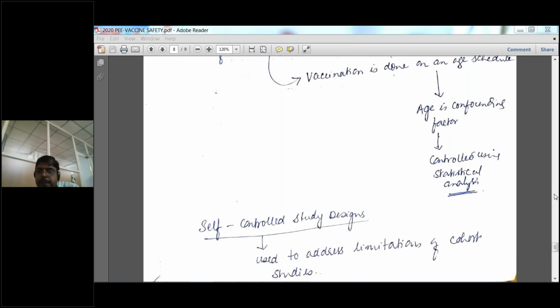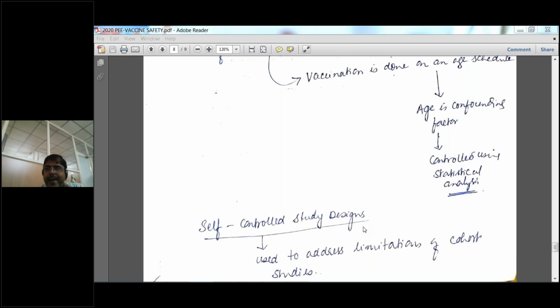Sir, self-control is where the individual will be controlling. Comparison is made within the individual, where individuals act as their own control. Yeah, correct. So suppose, for example, the group of patients having a disease. At baseline, the day when you did not administer the vaccine, that is the first data which they have collected. Then on the second day, they have administered the vaccine.